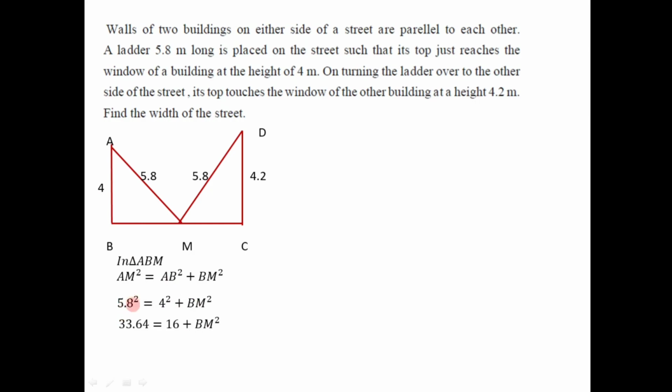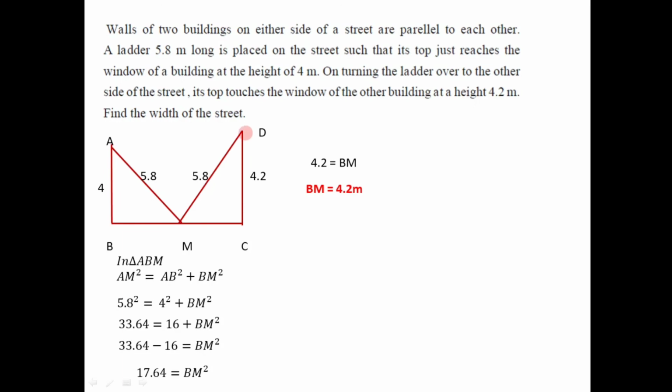So the square of 5.8 is 33.64, which is equal to 4 square, that is 16, plus BM square. If we take 16 to the left hand side, we get 33.64 minus 16 is equal to BM square. Doing this subtraction, 33.64 minus 16 is 17.64, which is equal to BM square. Now if we take the square root on both sides, the square root of 17.64 is 4.2, that is equal to BM. That means the length of segment BM is 4.2 meters.